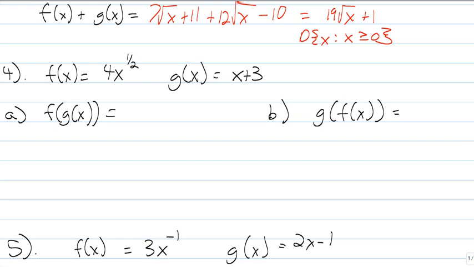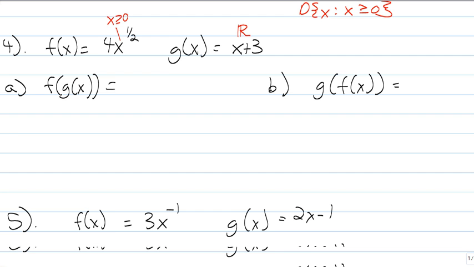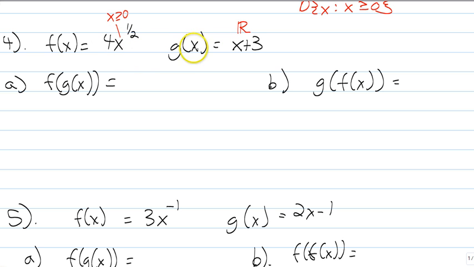Number 4. Again, x to the 1/2 is the same thing as saying square root of x. So our domain restriction is x has to be greater than or equal to 0 for f of x. G of x, it's all real numbers. That was a weird R, so we'll just fix that. So let's see what happens when we do our composites. We do f of g of x. So we're placing g of x into f of x. So I have 4 times x plus 3 to the 1/2. Okay? Which turns into this: 4 square root of x plus 3.